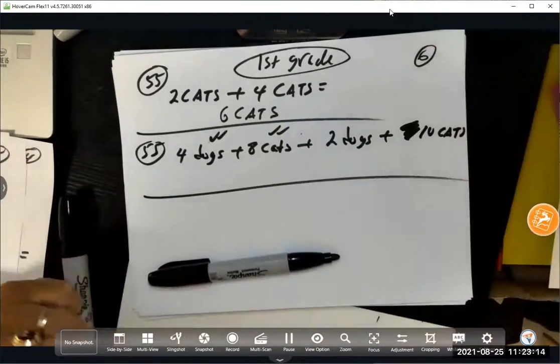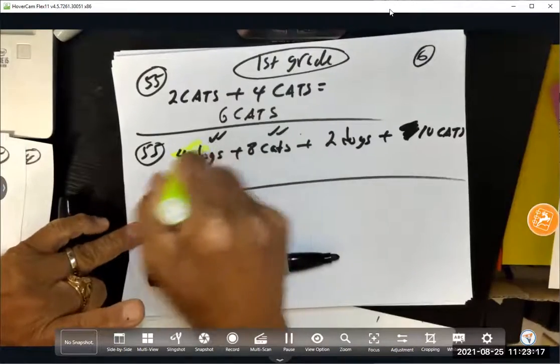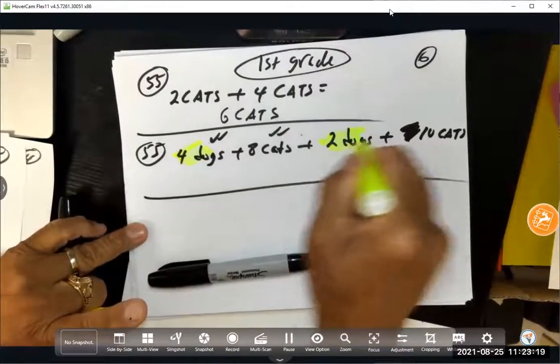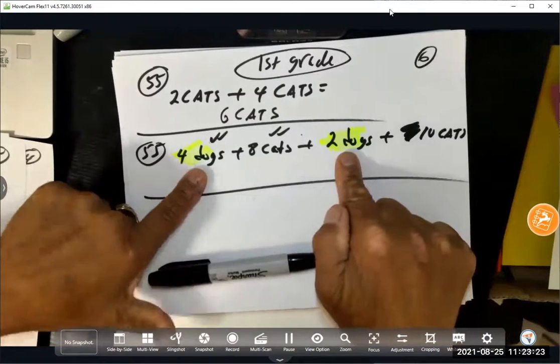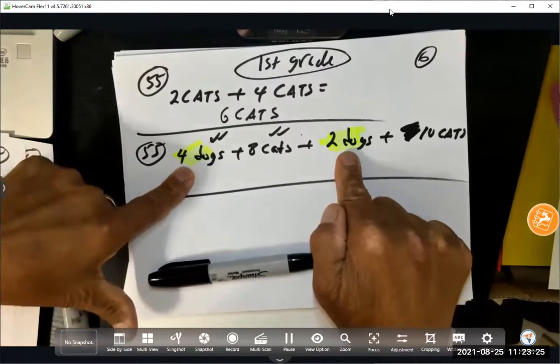Can I add the dogs and dogs together? Yes or no? Can I add this one and this one together? What do you think? Yes. Yeah, because they're like terms. They're the same kind of stuff. So 4 dogs and 2 dogs is, give me a number.